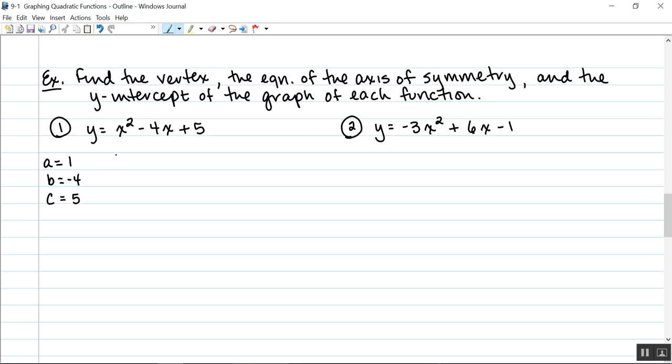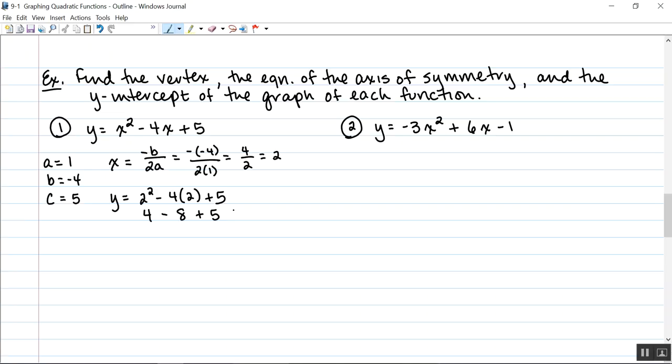To find the vertex, I need to find the x of the vertex, so that's negative b over 2a, or negative negative 4 over 2 times 1, which gives me 4 over 2, or 2. So that's going to be the x of the vertex. Now to find the y of the vertex, I need to plug 2 into this equation for x. So 2 squared minus 4 times 2 plus 5 gives me 4 minus 8 plus 5, or a positive 1. So my vertex is the point 2, 1.